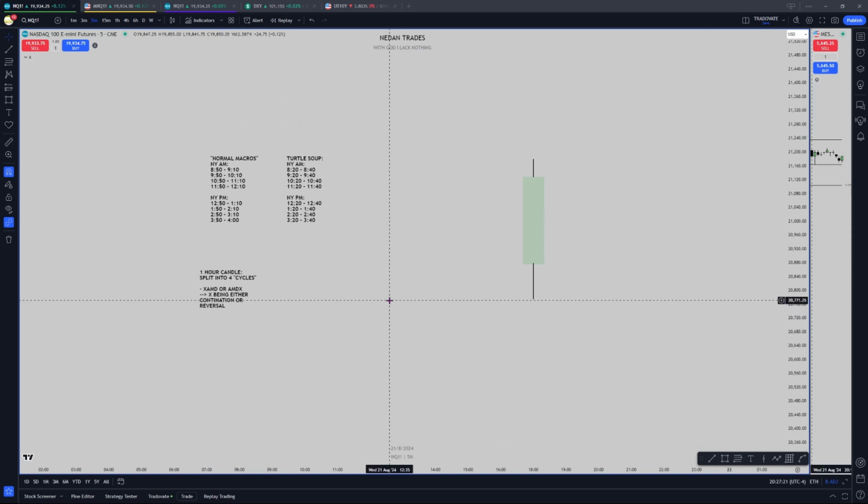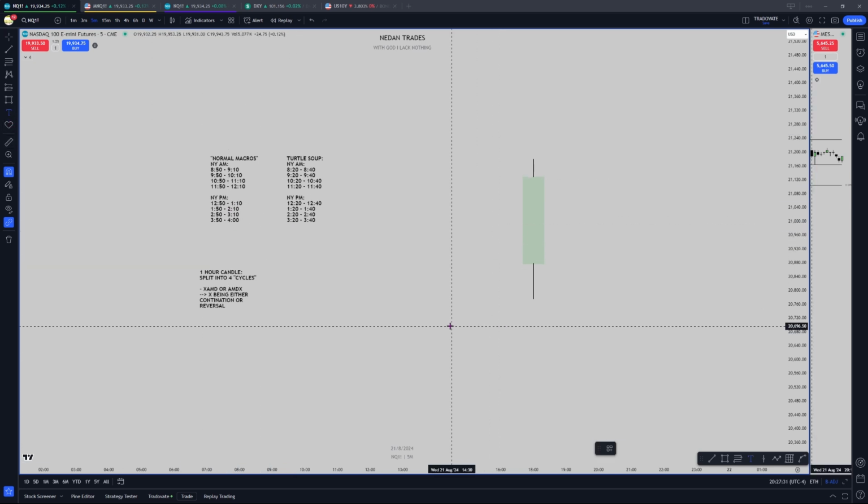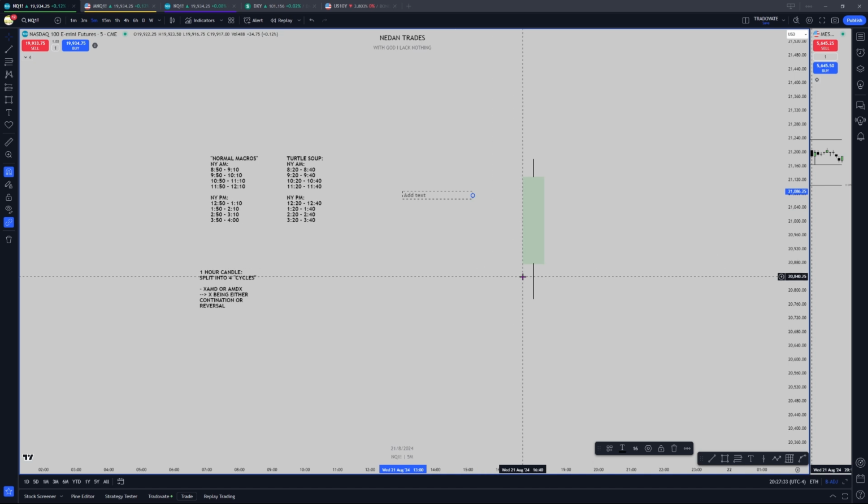This is also why the 4-hour PO3 works at 10 o'clock. What I like to do is trade the 6-hour PO3. This is the 6-hour PO3 from 6 a.m. to 12 p.m. Essentially you can break this candle up into 4 quarters again.